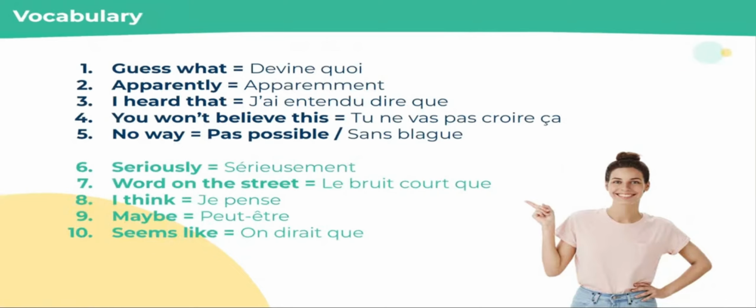So what kind of vocabulary do we use when talking about gossip or when trying to have a conversation? Often Anglophones say, guess what? When you're speaking to a friend and maybe you have an interesting piece of gossip that you would like to share. Apparently, this has happened. Why do we say apparently? We say apparently because we are not 100% certain. I heard that. Or to add some emphasis, we can say, you won't believe this. Or no way. Seriously, which is more of a reaction, as is no way. Word on the street is. That's also a very entertaining way to say, this is what I have heard. I think, maybe, or it seems like.